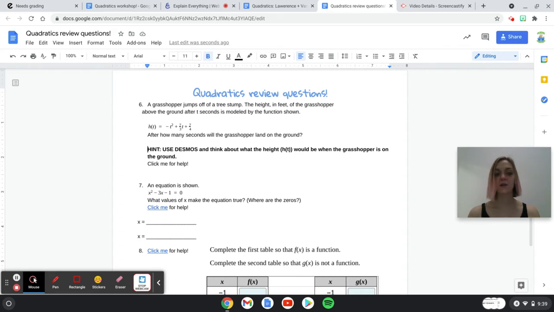We have a hint here. You won't have this on the test, but it's good practice. Use Desmos and think about what the height would be when the grasshopper is on the ground.